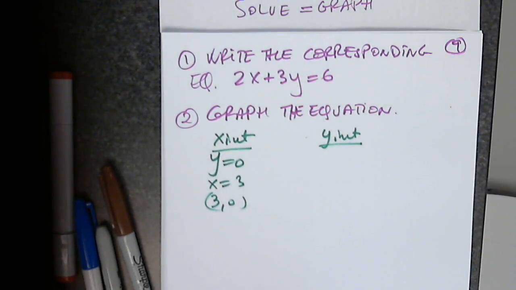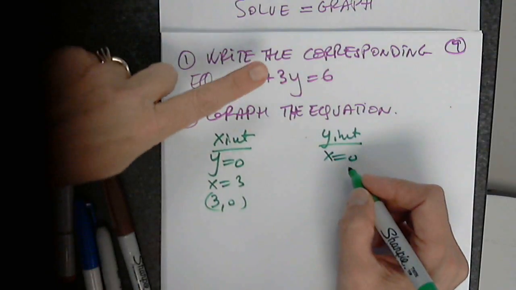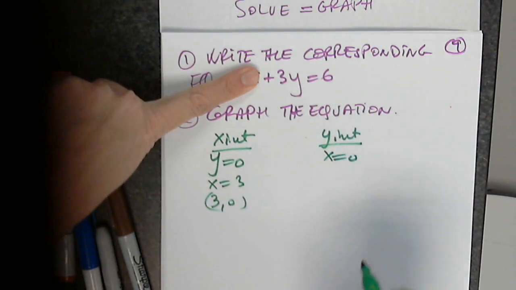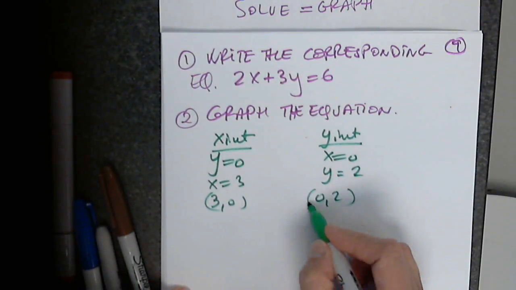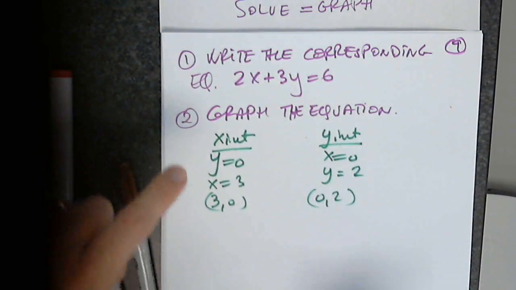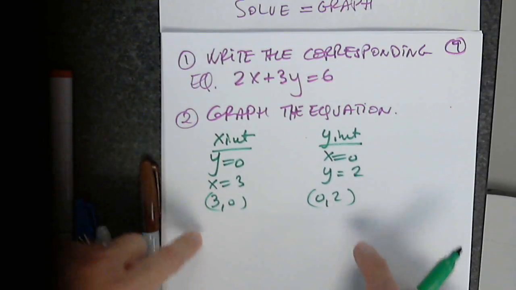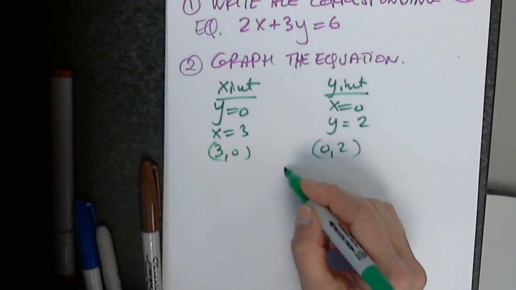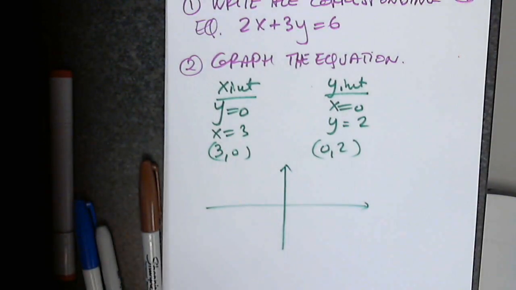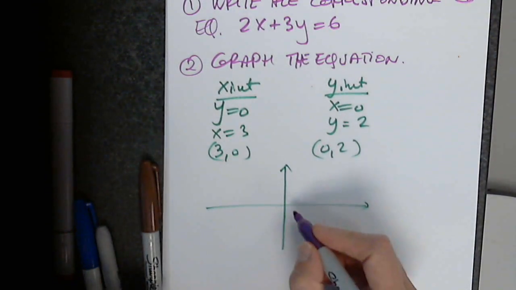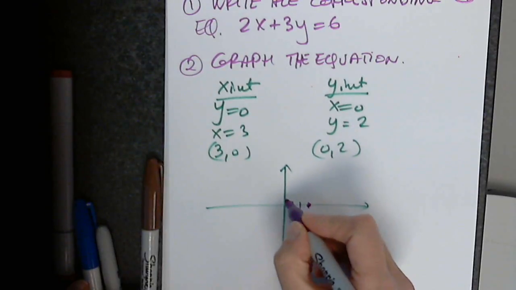How do I find the y-intercept? Thank you. Look, I cover y because it's 0. Can anyone give us y? Good. So this is (0, 2). In step 2, I determine the points I need, and now I'm ready to graph this equation. So (3, 0) and (0, 2).